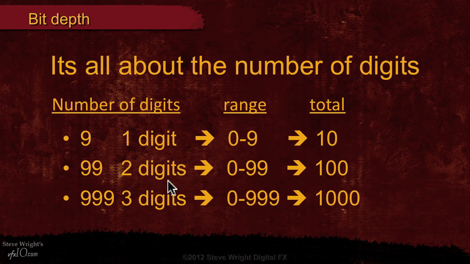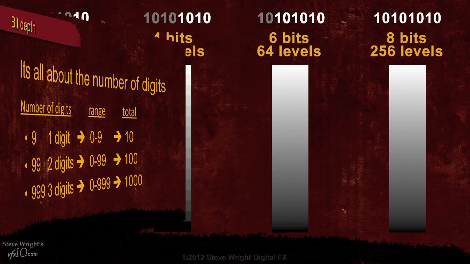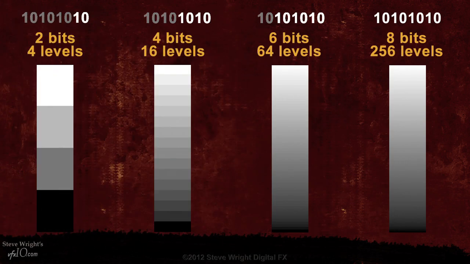If you have 2 digits, you can make numbers between 0 and 99 for a total of 100 possible numbers. And again, 3 digits, 0 to 999 for a total of 1000. The same principle applies to binary digits. The more binary digits or bits, the more numbers you can make, the more gradations you can have in your colors. Now, there's no need to learn binary. I'll just give you the numbers and you can just trust me.